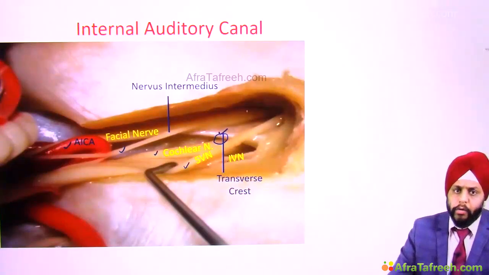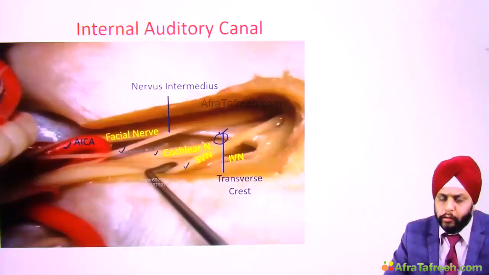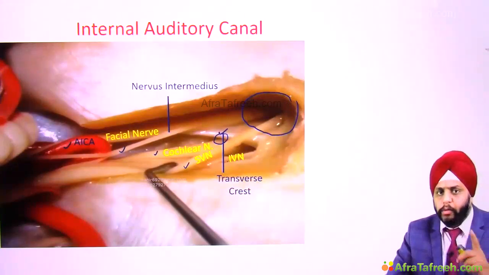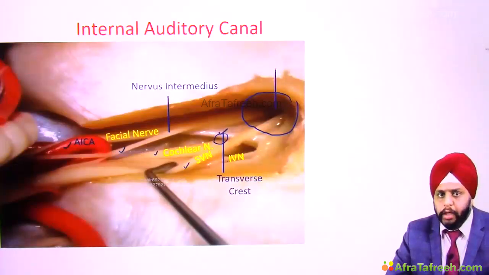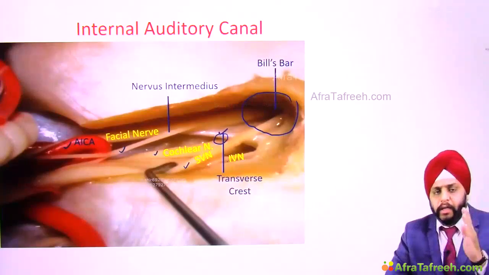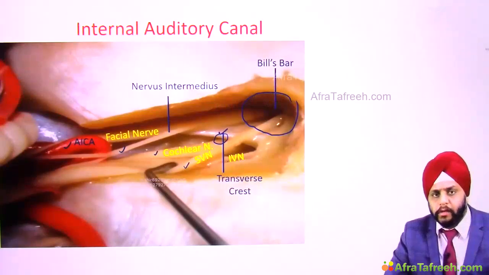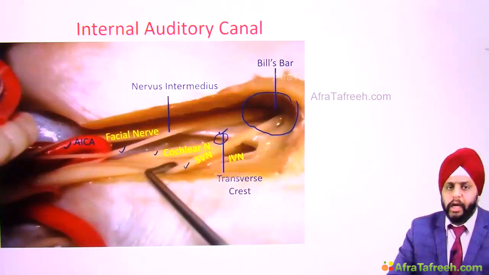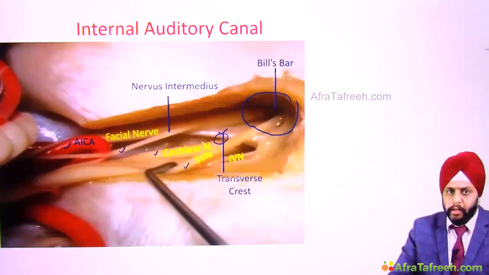Now look over here, the facial nerve and the superior vestibular nerve, both of them are going above the ridge. Now, in between them, there is another ledge of bone. This is the vertical crest. We call it Bill's bar. So that is your meatal foramen, right?